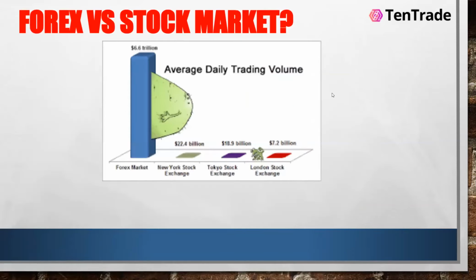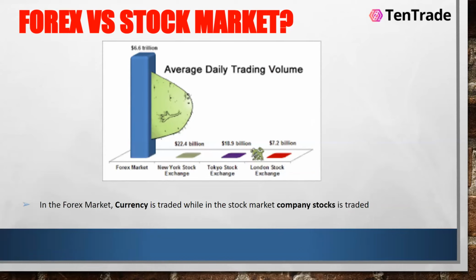Now, let's compare the Forex market and the stock market. If you have been around for a while, you'll have heard about the stock market, right? Let's do a simple comparison. In the Forex market, what do we do? We trade currencies. In the foreign exchange market, what is traded are currencies, like the euro, the US dollar, the pound sterling, right? While in the stock market, what is traded are company stocks. So the stock market is different from the Forex market, right?